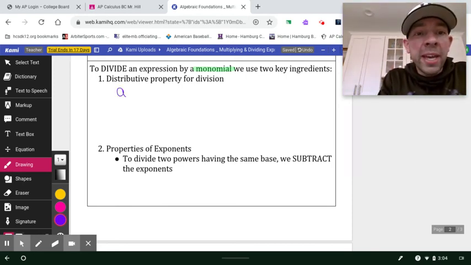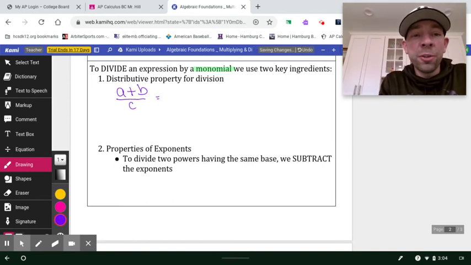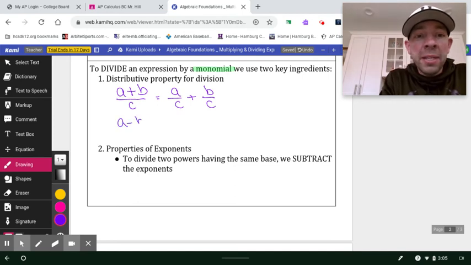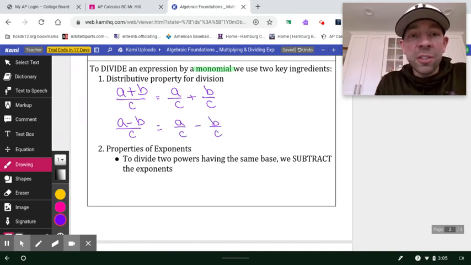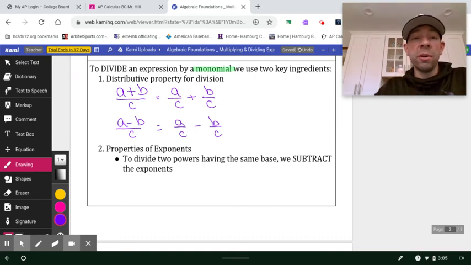Here's one example. What if I had A plus B and I wanted to divide it by C? What we're going to do is divide each term in the numerator by that monomial in the bottom. So it's going to be A divided by C plus the quotient of B divided by C. And of course, if this was A minus B divided by C, we'd get something very similar. We'd get A divided by C first, minus B divided by C. And this distributive property for division is an awesome tool that you're going to use throughout your entire math career, right up through college, I bet.